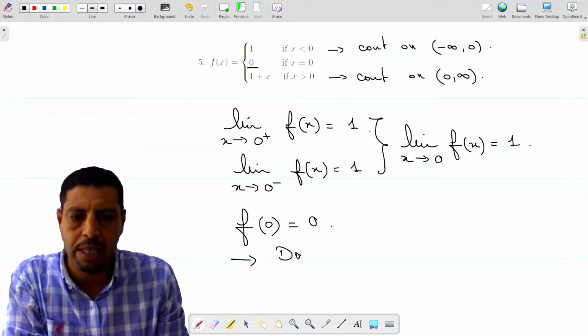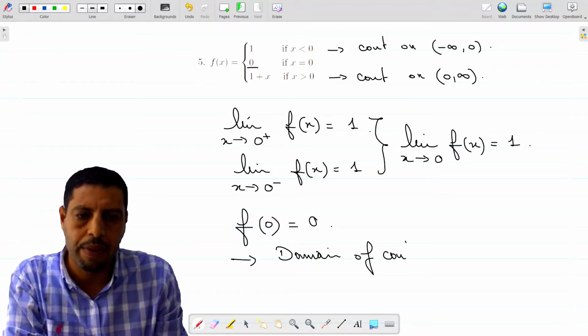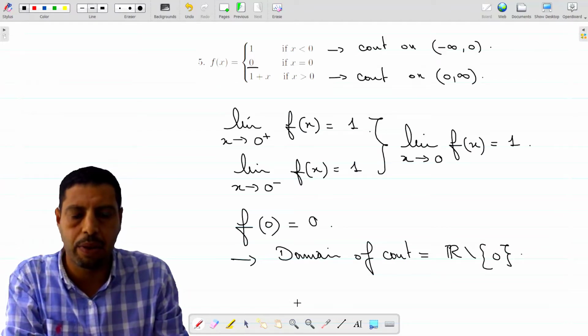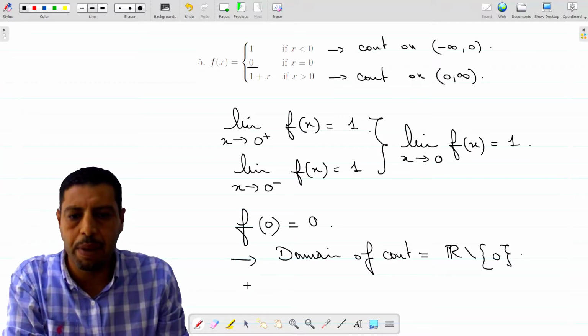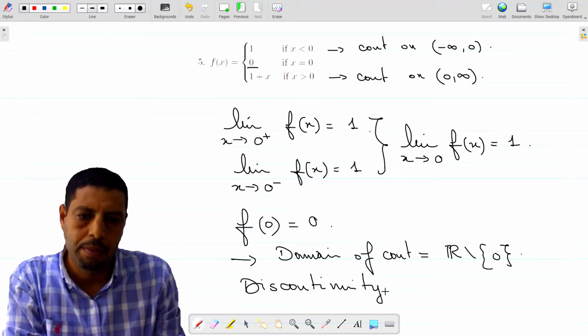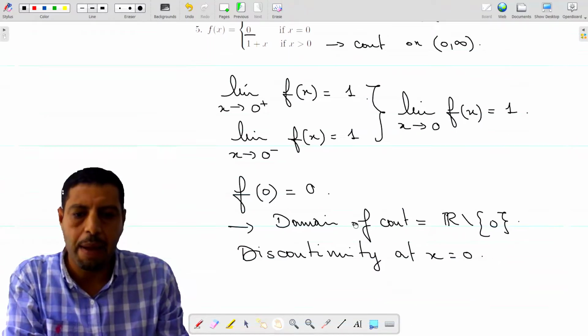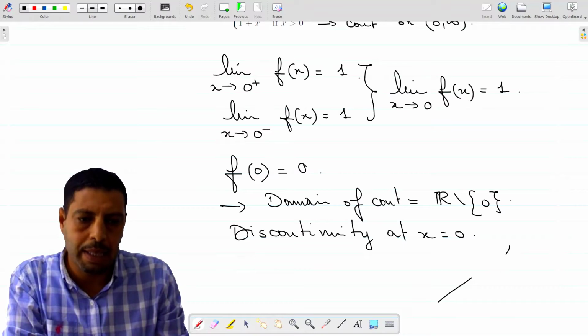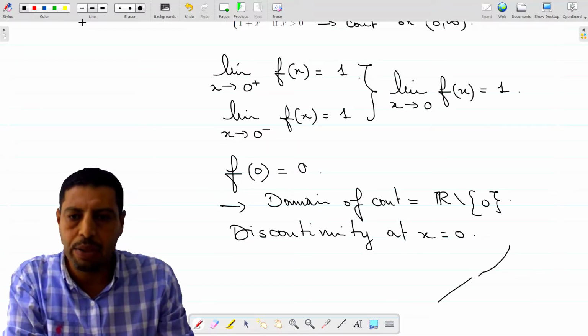So the domain of continuity is R except 0. The function is not continuous at 0 since the limit is not equal to the value of the function. There is a point of discontinuity, which is x equals 0. Now, what happens? The limit is defined. It means that the two one-sided limits exist. They are going to the same point.